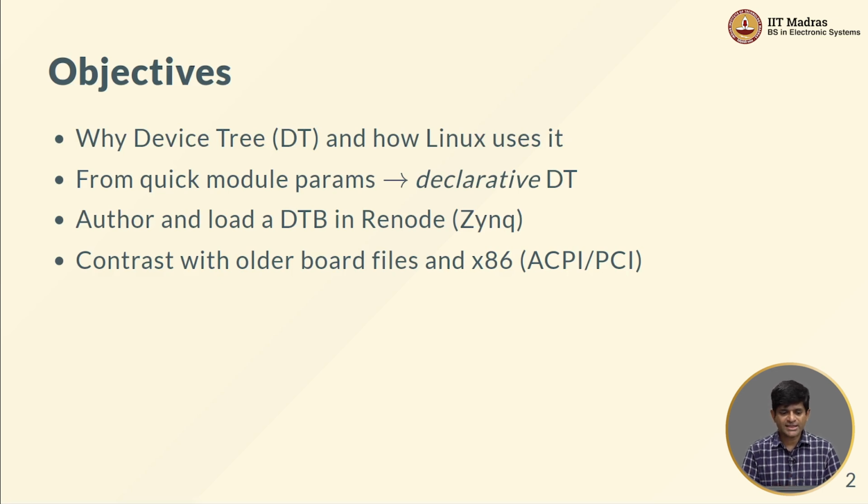So what we will do is we will author, meaning we will write, but as you will see, we are not going to write a device tree from scratch, right? I will take the existing device tree corresponding to the demo that we showed earlier, modify it in a certain way, and then load that into our emulator Renode, and show how it helps the Linux kernel to now identify that we have a particular kind of device present in the system, right.